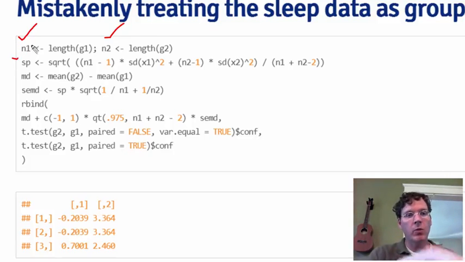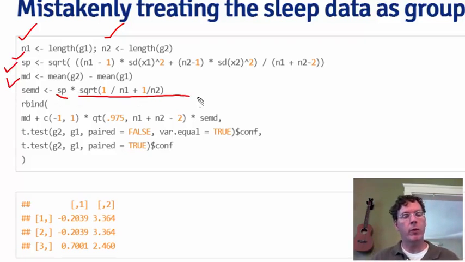I go through the construction of the pooled standard deviation estimate. I get the mean difference, and I get the standard error of the mean difference, which is the pooled standard deviation estimate times square root 1 over N1 plus 1 over N2. Then I collect together my manual construction of the confidence interval, which takes the mean difference and subtracts the t-quantile times the standard error of the mean.